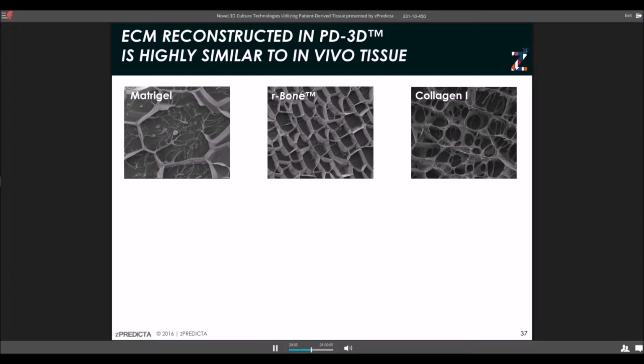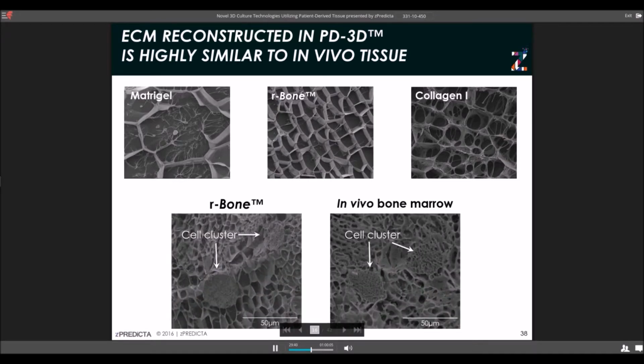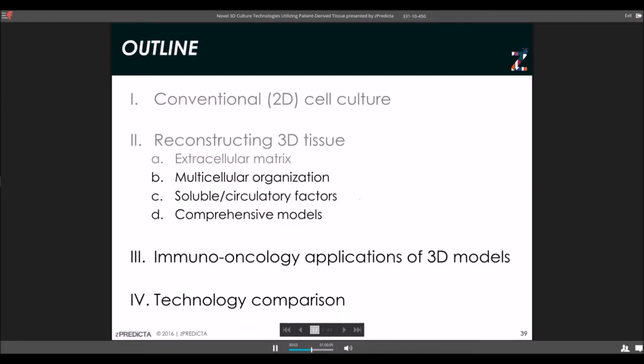And then if you take the cells and place them into our bone and compare that to the in vivo marrow, here we're looking at cell clusters, these dense spheroids, grown within either our bone or isolated directly from the in vivo marrow, and you can see that those two are essentially identical. So again, having the correct environment allows us to reconstruct the tissue very closely to the in vivo scenario.